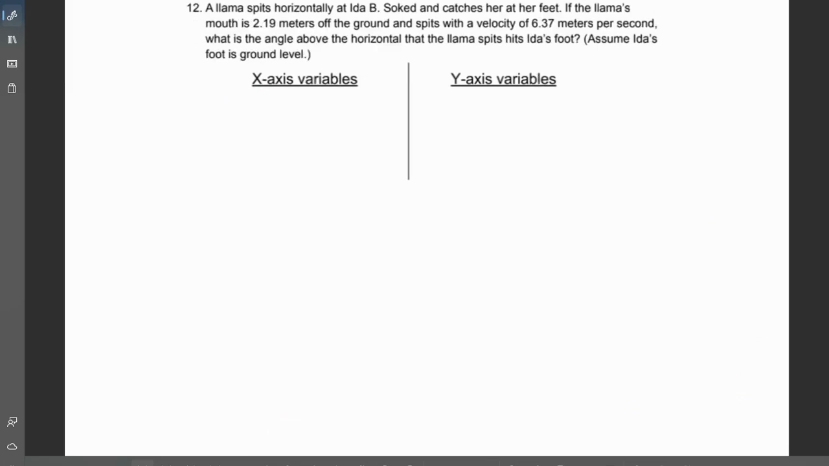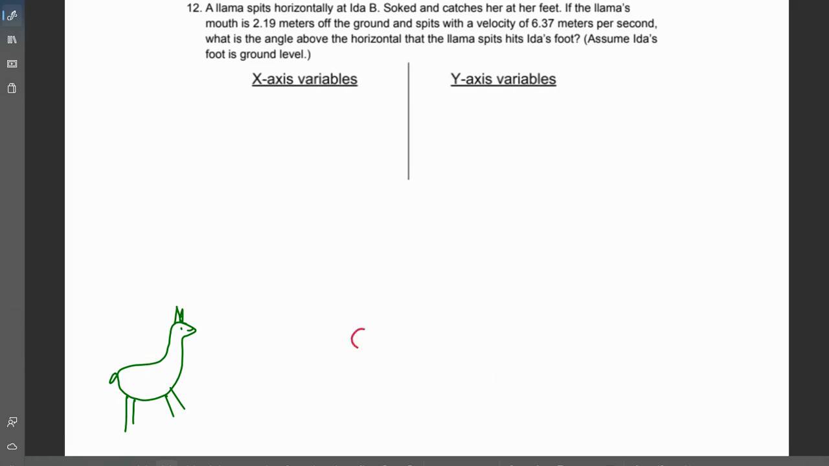All right, number 12. A llama spits horizontally at Ida B. Soaked and catches her at her feet. I just like to draw these situations here. So we've got a llama. I'm not the best artist in the world, as you probably figured out. Llama's got those big ears. It definitely doesn't look like a llama, but we've got to give it a little tail. All right, happy llama.